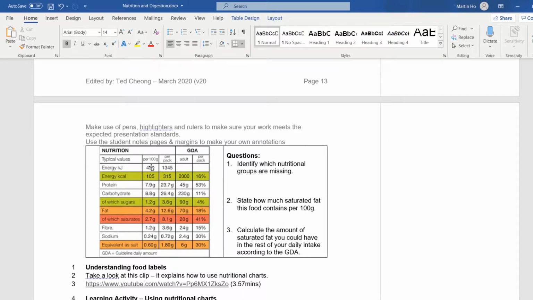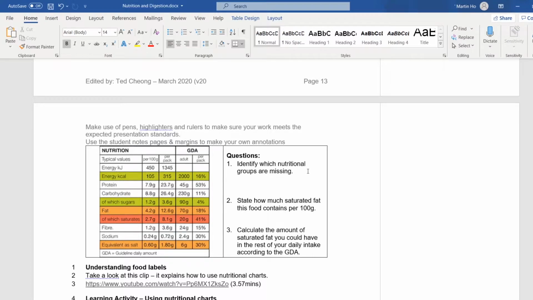On the top column here, we can see the breakdown per 100 grams compared to per entire package, as well as the GDA, which is the guideline daily amount for an adult, and how much each package actually compares to an adult's recommended intake.